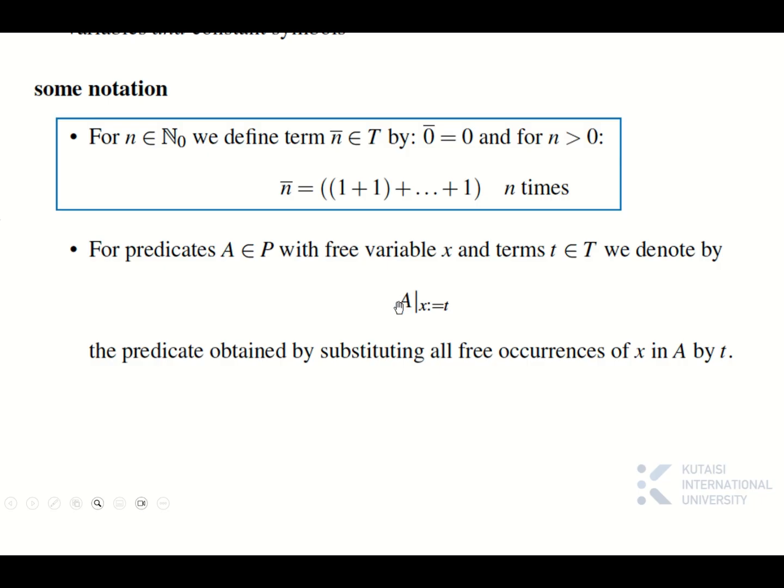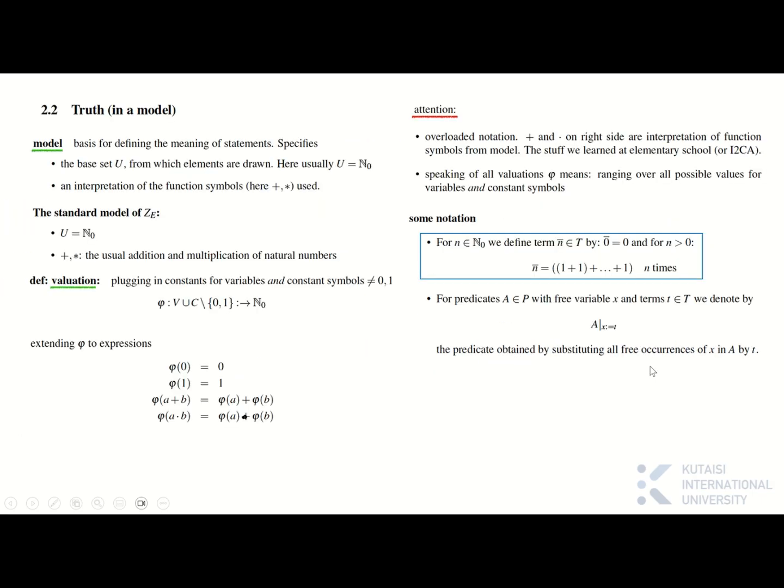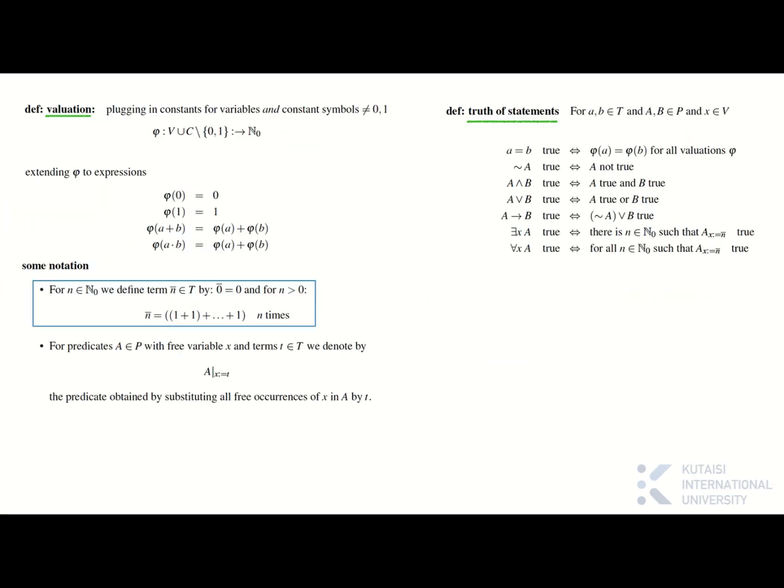So for any predicate I have, something that has a truth value, and it has a variable x sitting in there, instead of x, I can write the whole expression in there. So a term, and I will denote this as x bar substituted with t. So it's a predicate obtained by substituting all free occurrences of x in A by t. This is just a notation. So why do I need this?